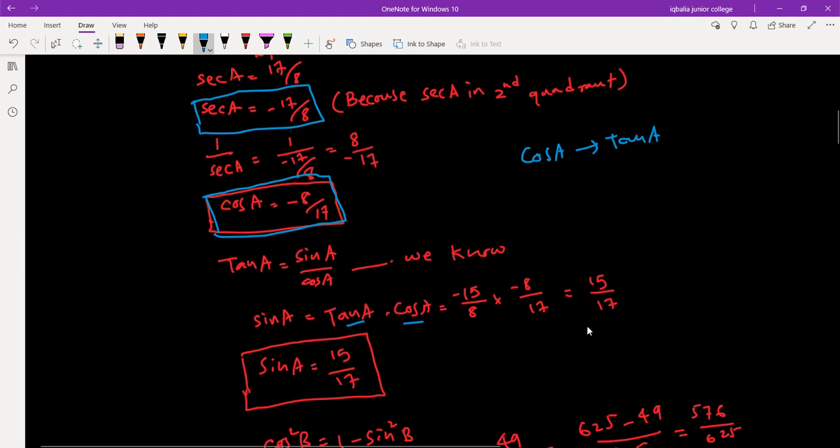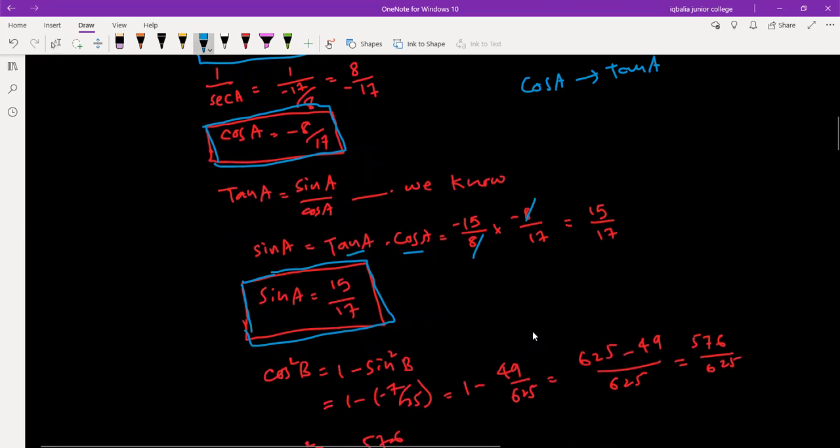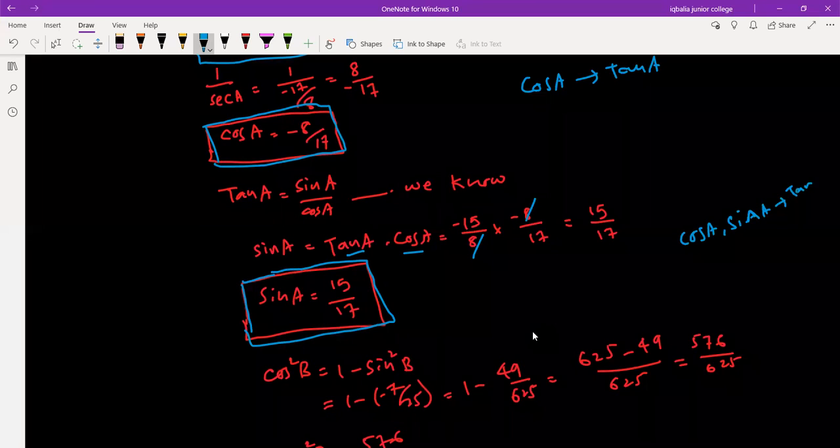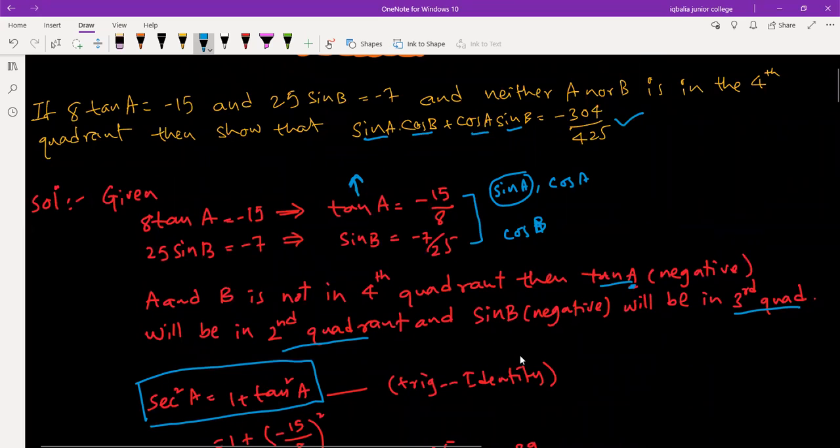So here sin A will be equal to, if I am simplifying this, these 8 will get cancelled and minus into minus will be plus, then here we will have 15 by 17. So here we found sin A. Okay boys, now after this we found cos A and sin A from tan A. So here our half target has completed, because we have found sin A and cos A.